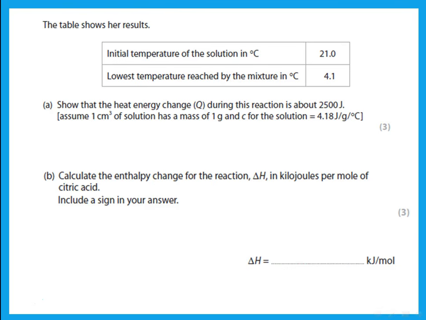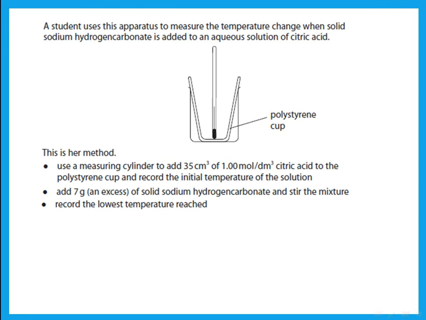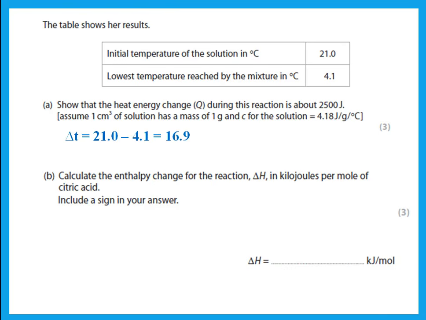Well, to calculate Q, I need mc delta T. What is m? Let's go back. M is the mass of the solution. What is the mass of the solution? Well, I have 35 centimeter cubed of citric acid. That means the m is 35. And the difference in temperature, we calculate the difference. And that means my Q is this number in joules, which is about 2500.